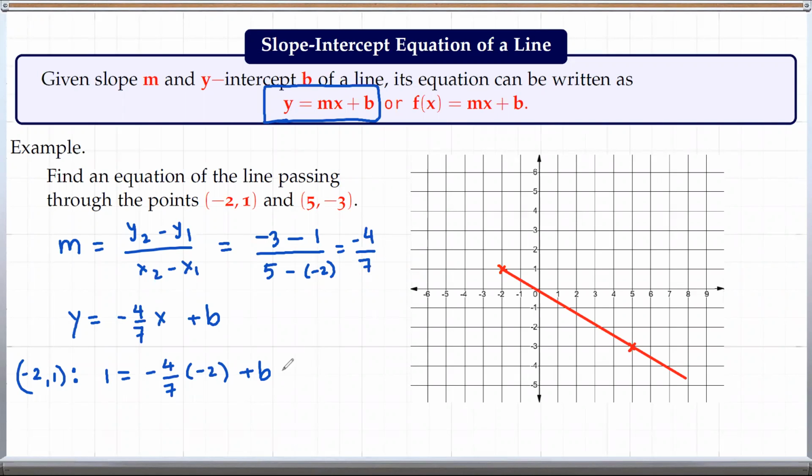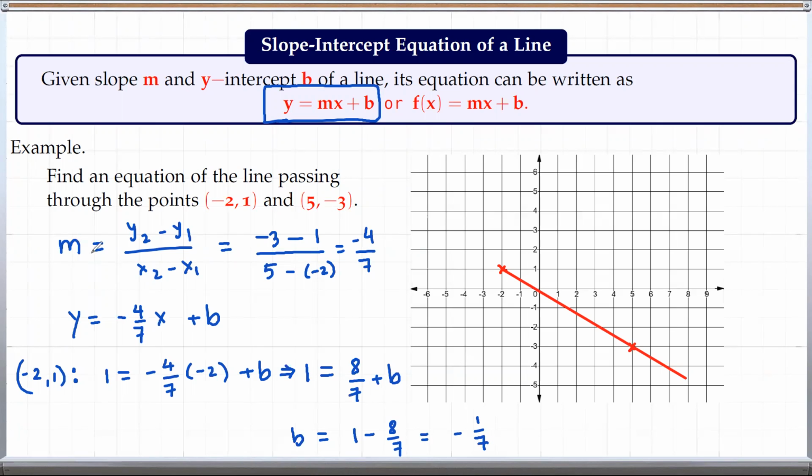We can try to solve for b, but before that, let's try to simplify this. We have 1 equals, it actually becomes positive because we have -4 by 7 times -2. So 8 by 7 plus b. Then you can subtract 8 by 7 from both sides. You get b equals 1 minus 8 by 7. So 1 is 7 by 7. 7 by 7 minus 8 by 7 is -1 by 7. So that is the value of b.